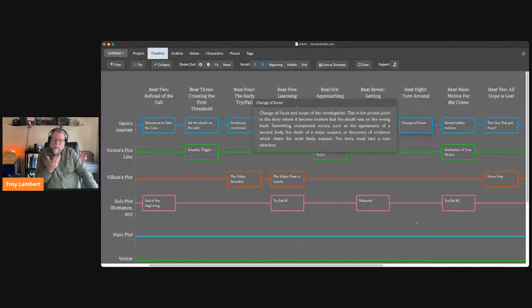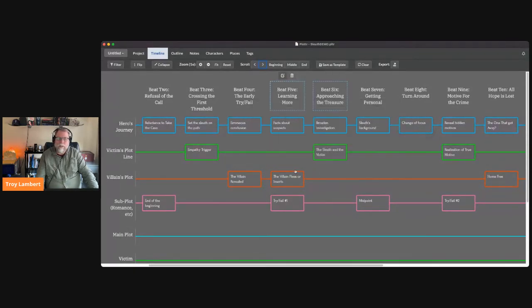It becomes evident the sleuth was on the wrong track. Something unexpected happened. The appearance of a second body, death of a major suspect, discovery of more evidence, whatever the case may be. If you're writing a serial killer thriller, this can be another death, or it can be a kidnapping, hostage situation. It can be any variety of things.